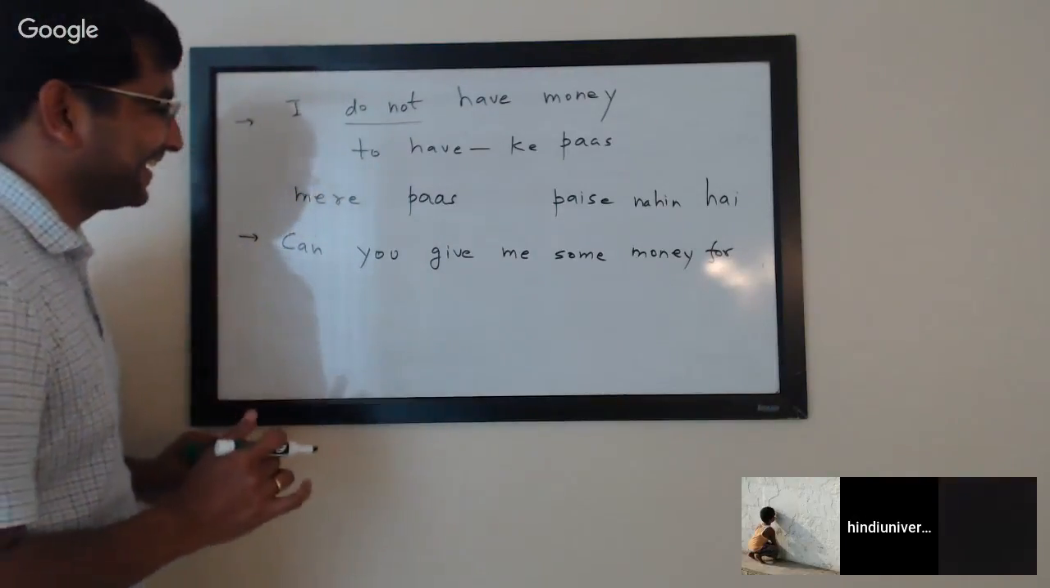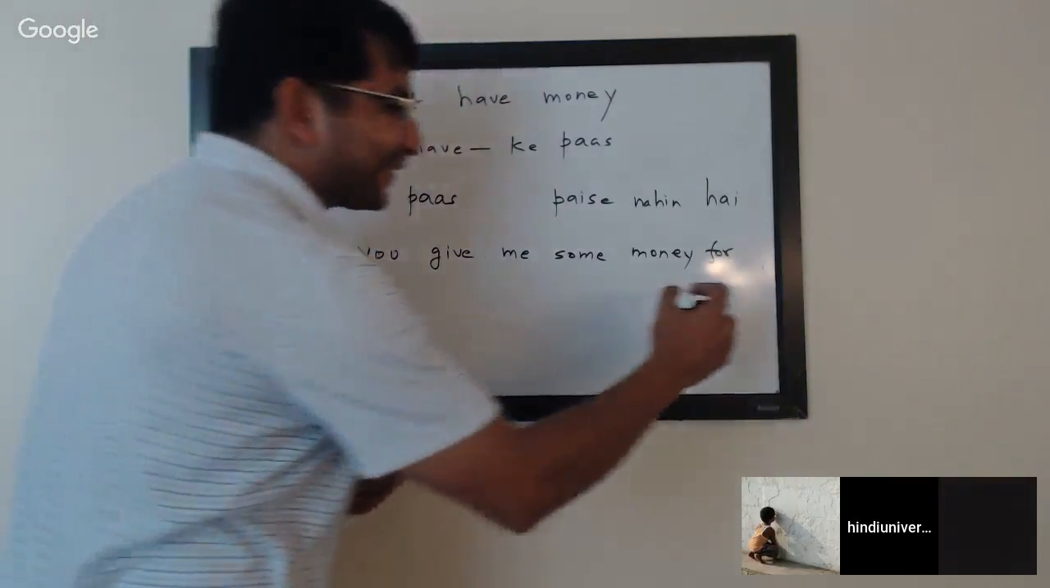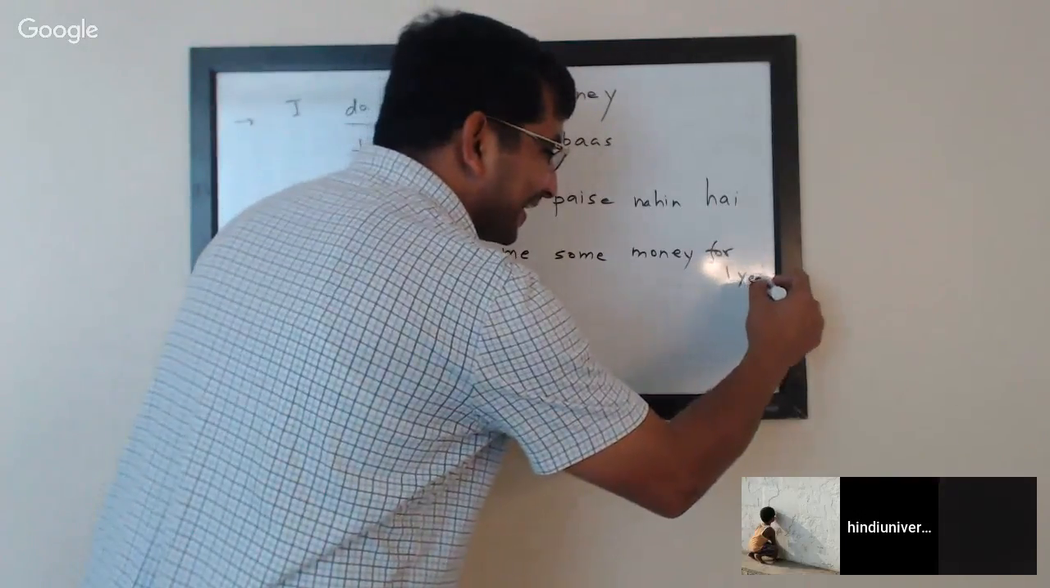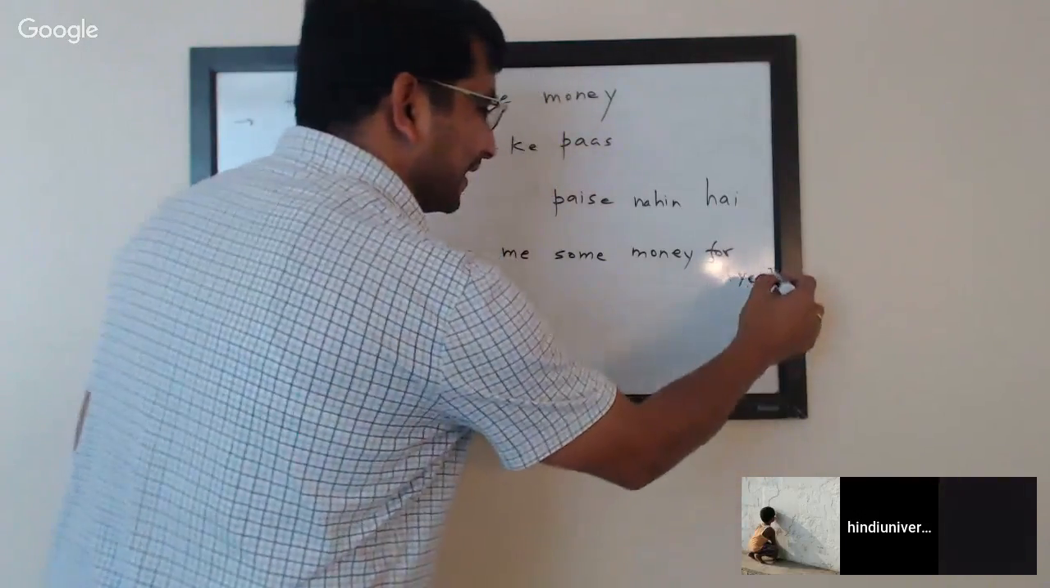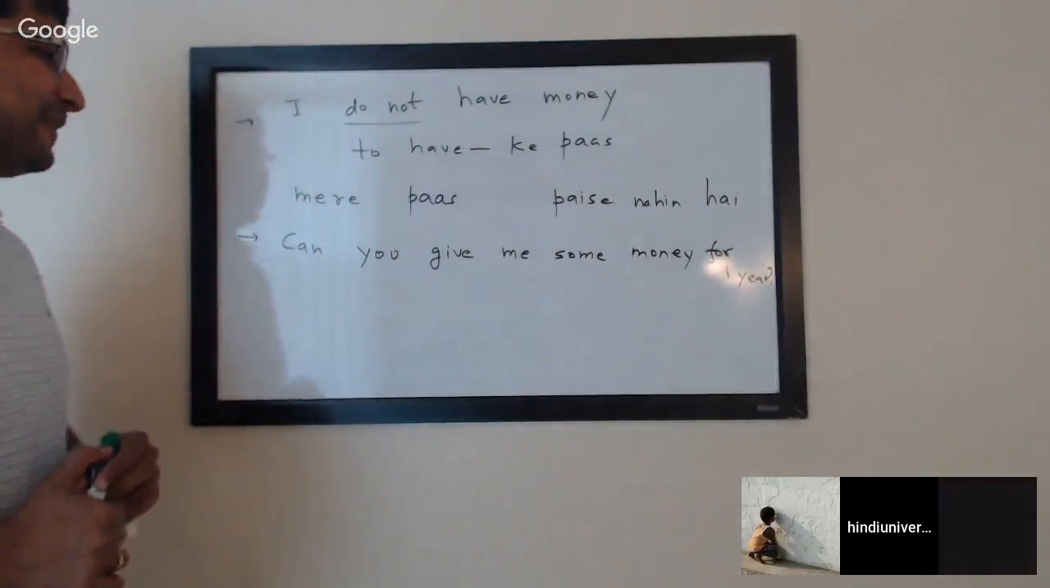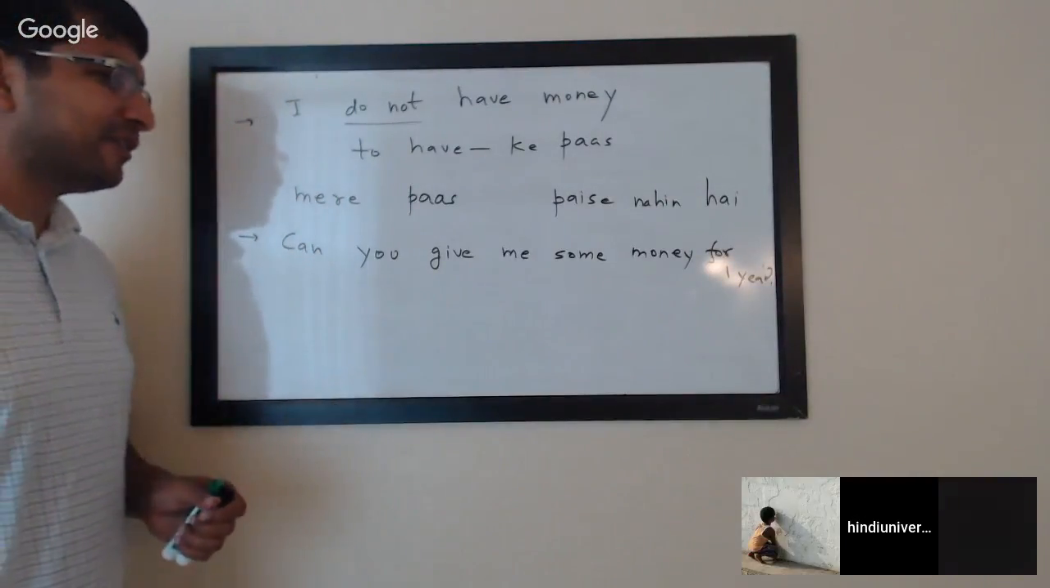Just don't ask me back. Just give me 1 year. For 1 year, okay. Well, okay. Now help me translate. Can you give me some money for 1 year?